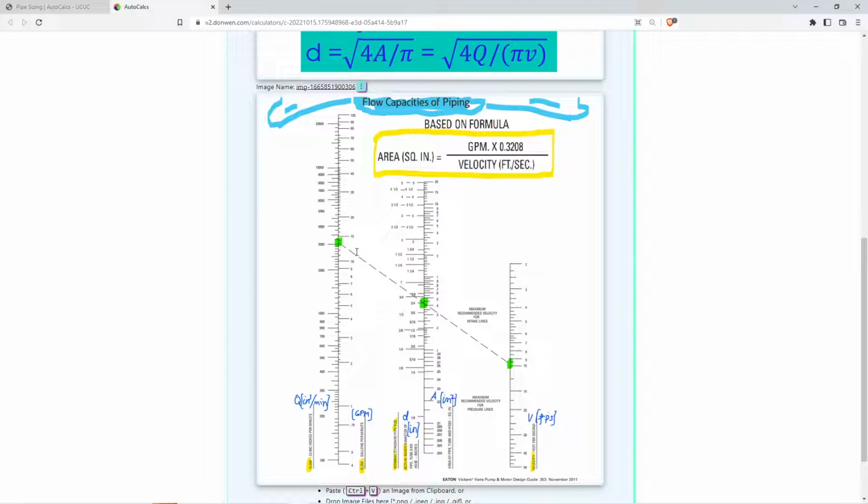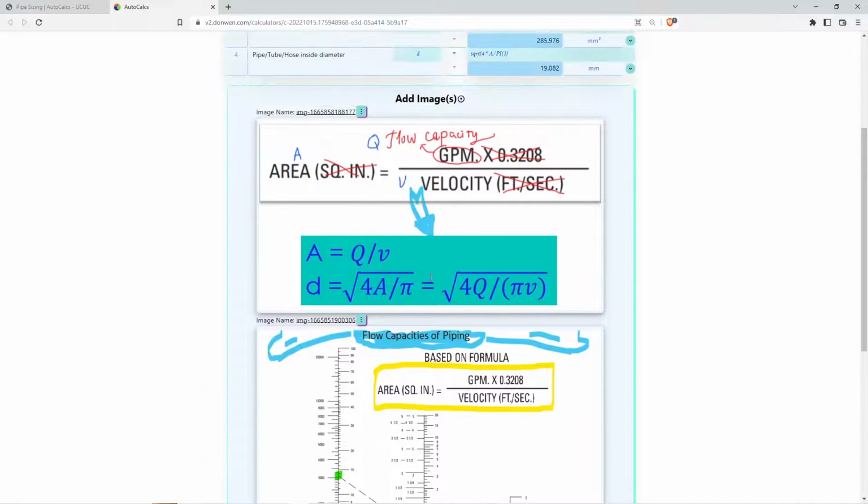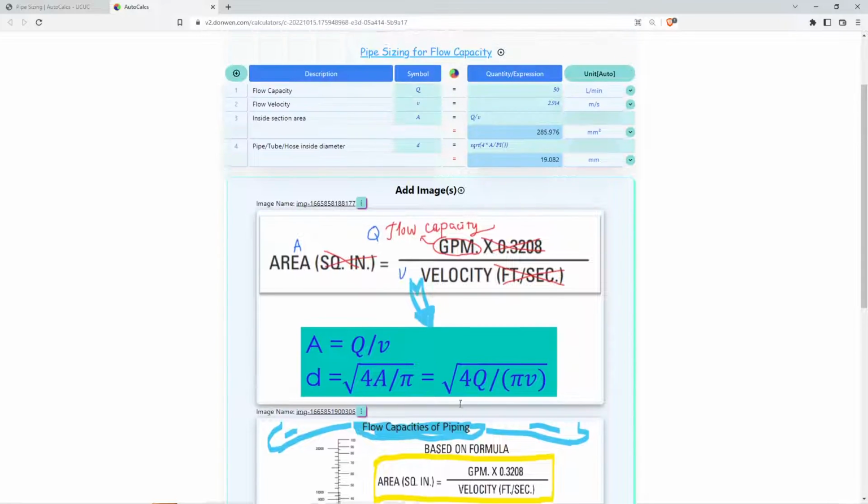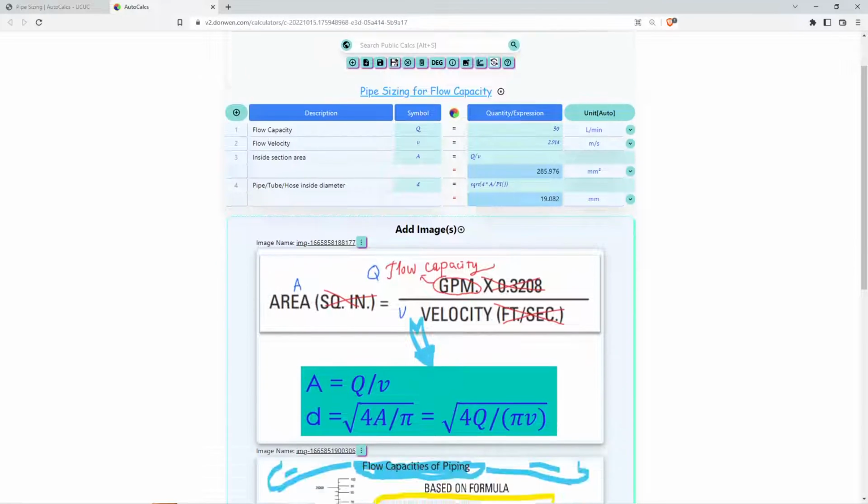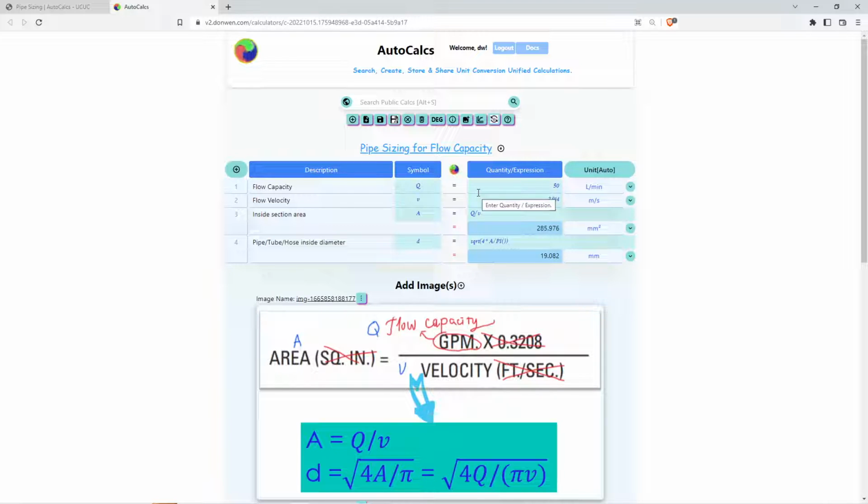This basically is what it does. If you know any two of the quantities, you mark the points on the scales. This is for the velocity, this is for the area or diameter, and this is for the flow capacity. We mark two points, draw a line, and the third point is where the line crosses the third scale. So that's how we find the third quantity. After a little bit of study into this, I realized I can do this with my unit conversion unified calculations.